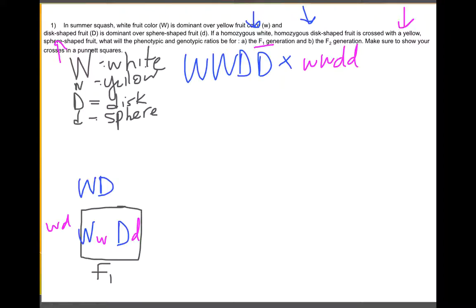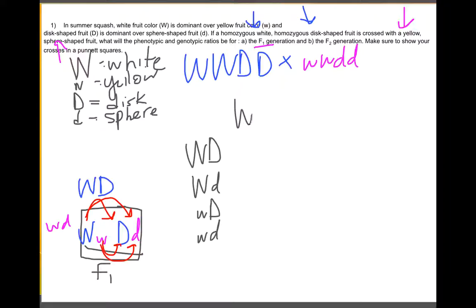Now they want you to do an F2 generation of this. So for the F2 generation, you're going to have 4 different gametes when you foil it. Big W, big D, big W, little d, little w, big D, little w, little d, for both of them. So that one you can't shorthand it. So you're going to get this. It'll look like this.